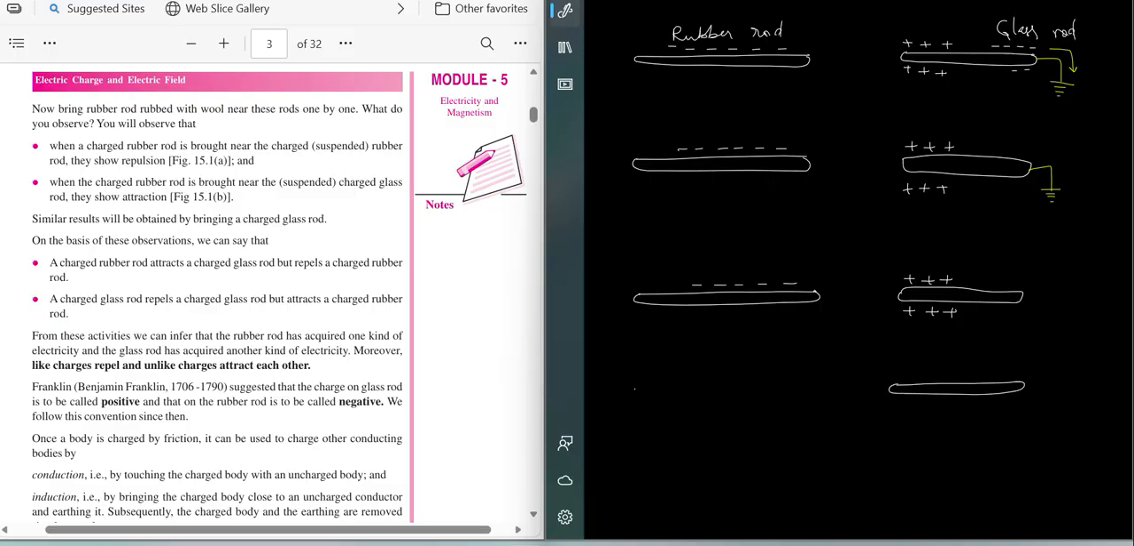So the charge is spread uniformly on the glass rod. Now this glass rod, which was initially uncharged, has become charged. This is called charging by induction.